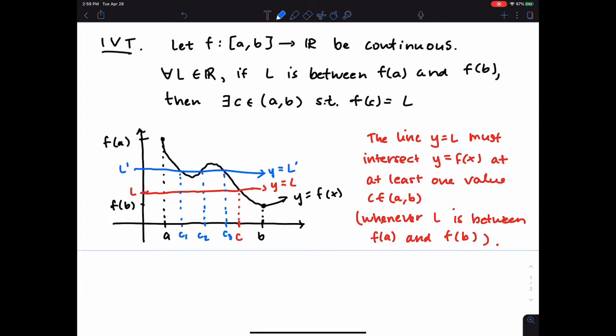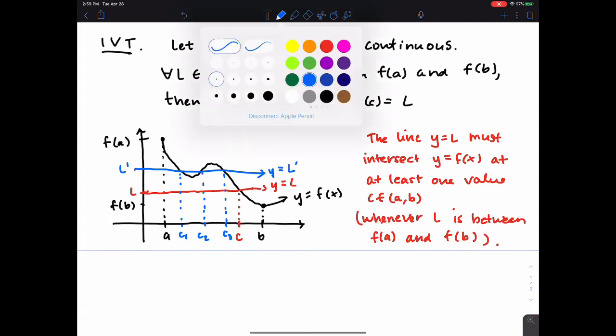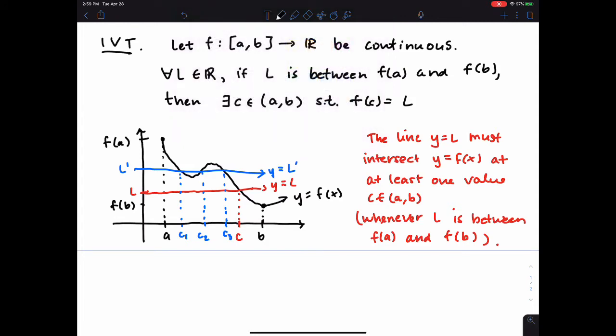So what I mean by this is I'm going to assume that my function values, like f of a, is, for example, a negative number, and that f of b is a positive number, and I'm going to show that my graph has to cross the x-axis somewhere.